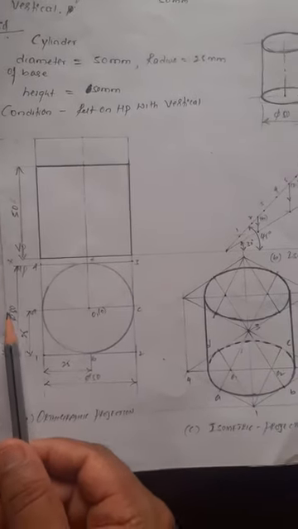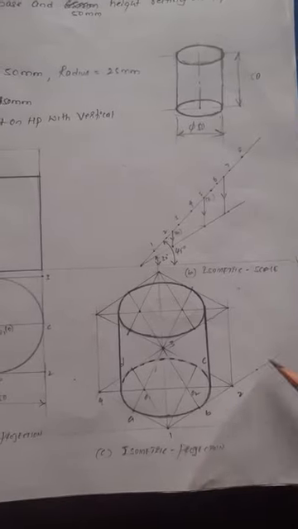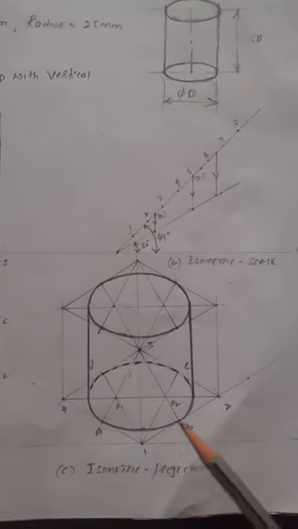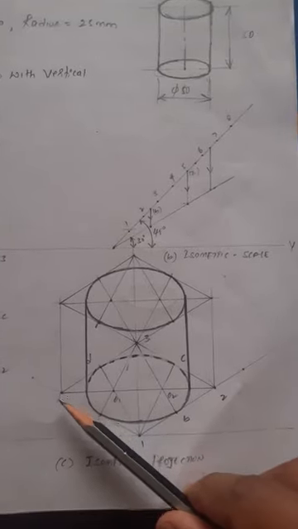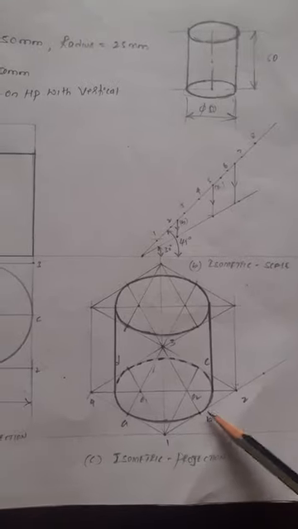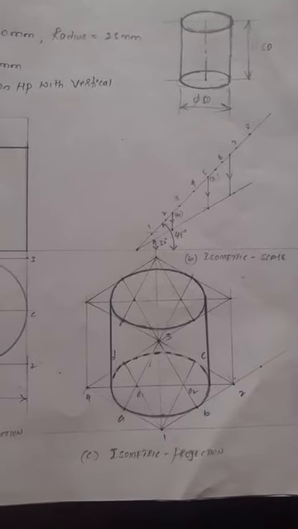50 mm is given, right? 50 mm means how many blocks? 5 blocks on each side, 5 blocks. Now construct a 30-degree line and a 150-degree line. Along the 30-degree line measure 5 blocks, that is 50 mm, or iso 50.